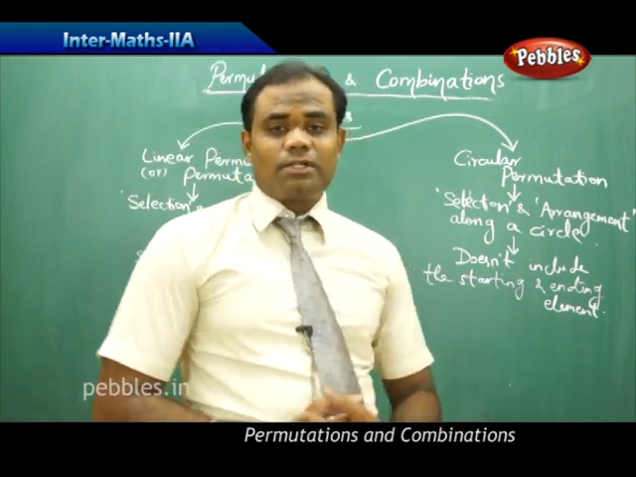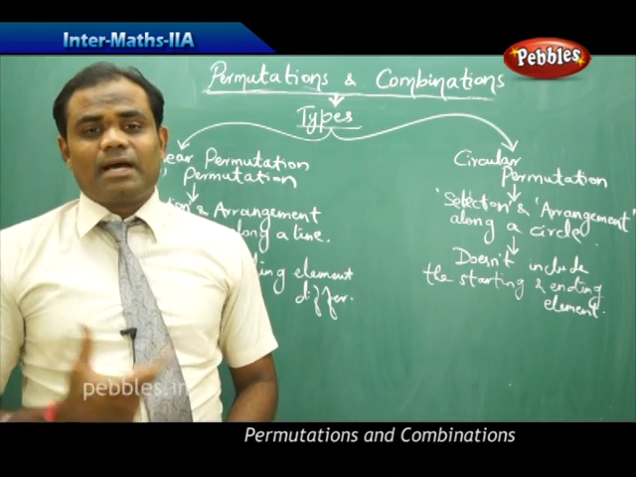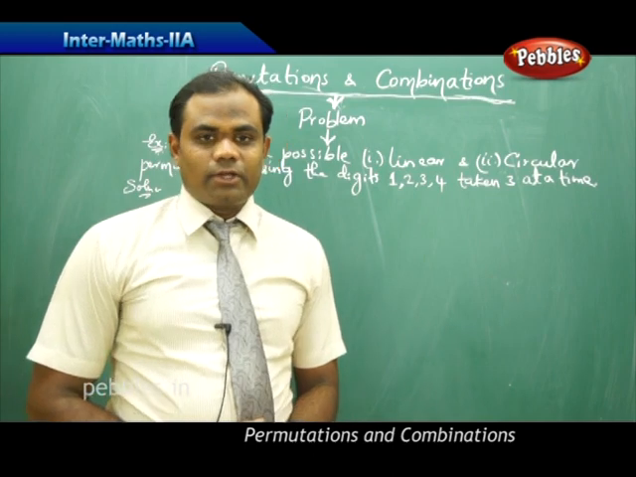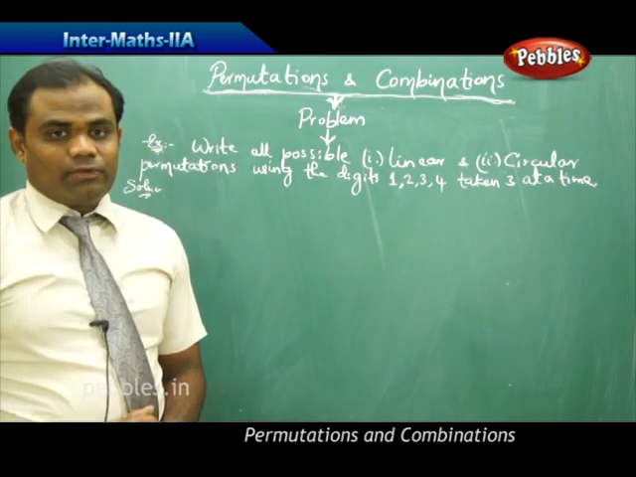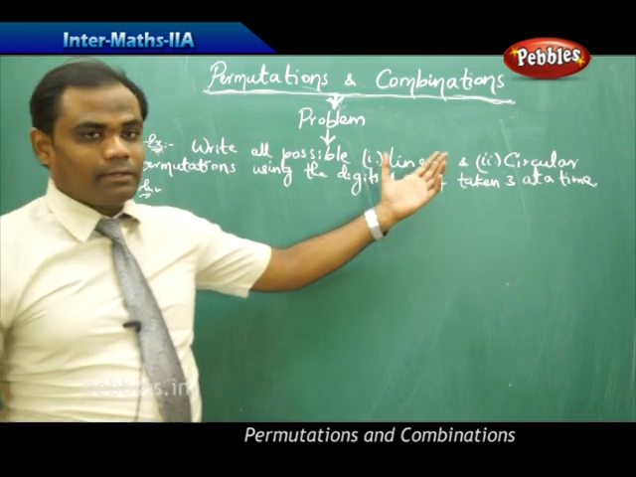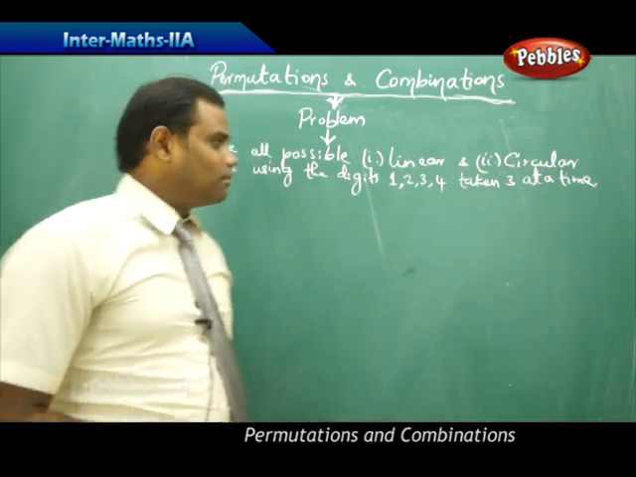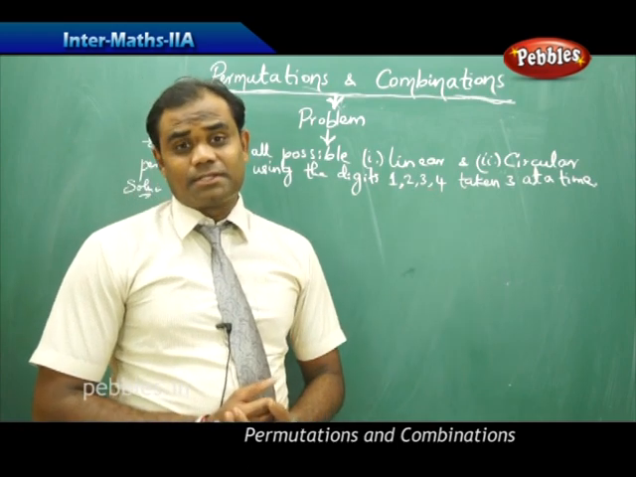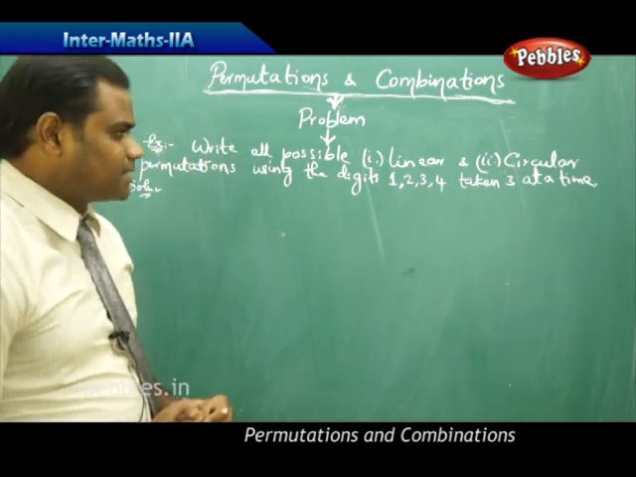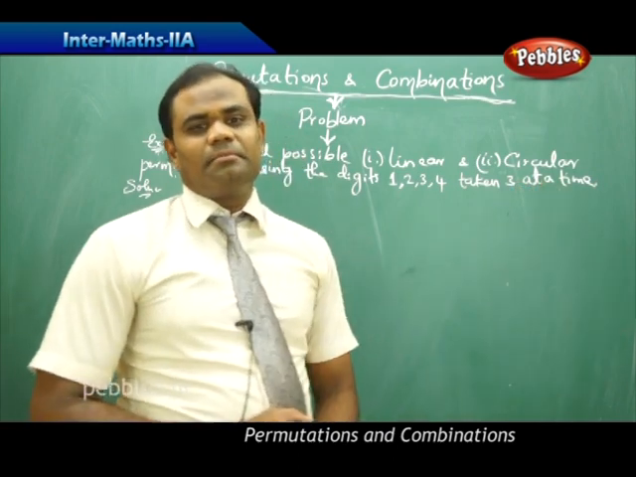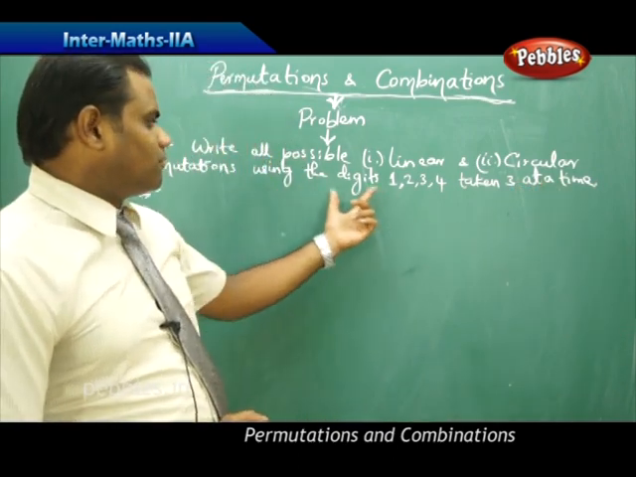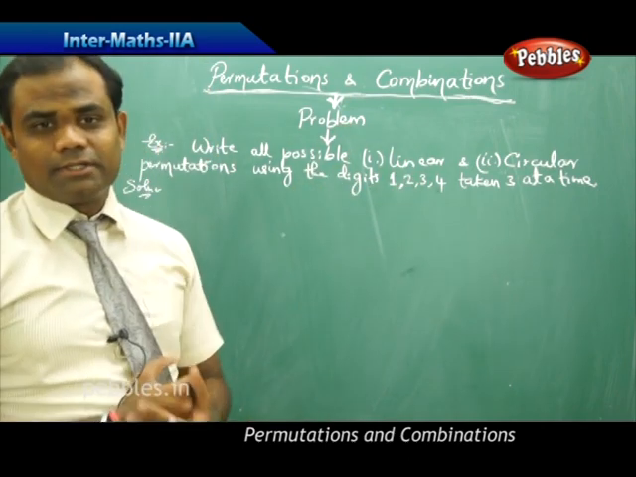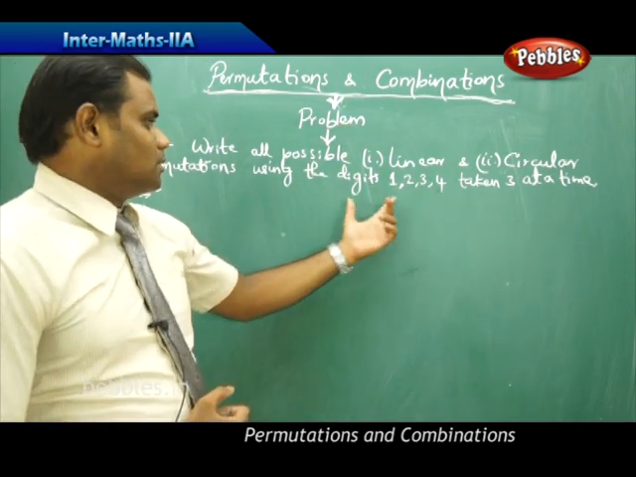Now, this concept is understood more clearly when we take an example problem. Let's see this example problem where I need to write all possible linear permutations and circular permutations using the digits 1, 2, 3, 4 taken 3 at a time. So I'm selecting 3 of the digits at a time, and I'm going to arrange them by forming 3 digits.